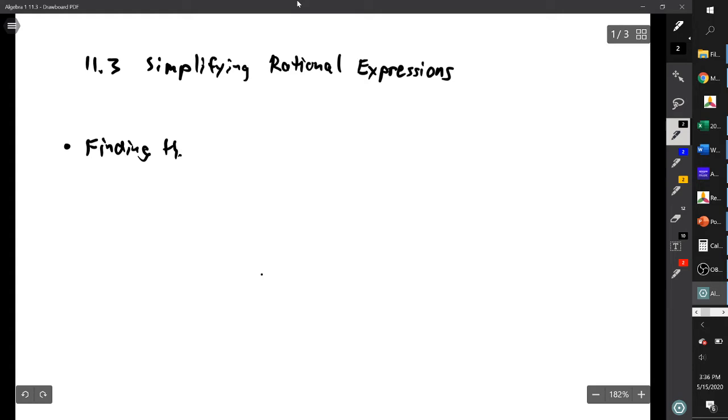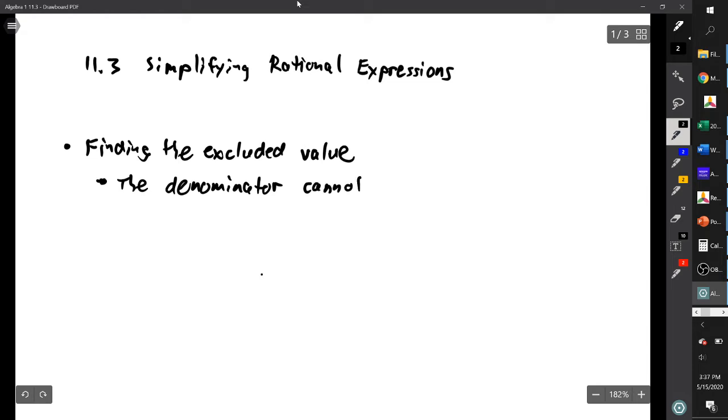Finding the excluded value. And what we want to do here, well, the idea is the denominator cannot be 0. It's undefined, it is infinity, it breaks the universe, variety of ways that you could look at it. And it's just nonsense, right?